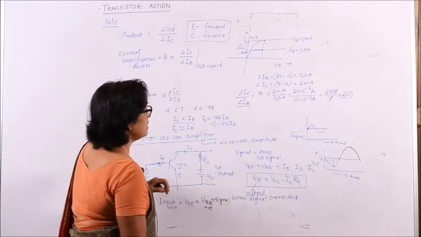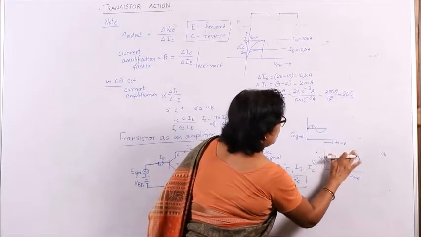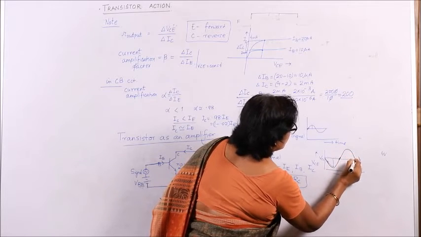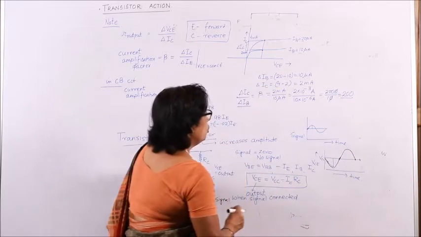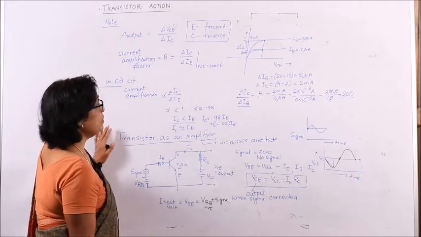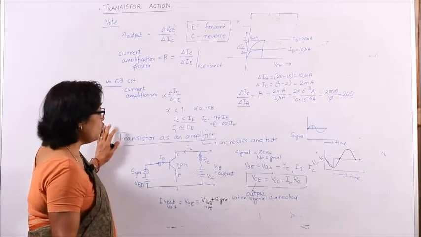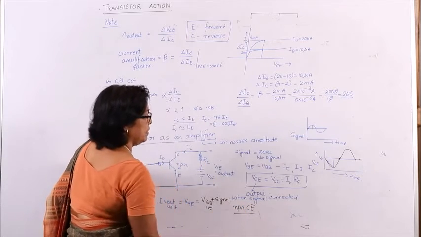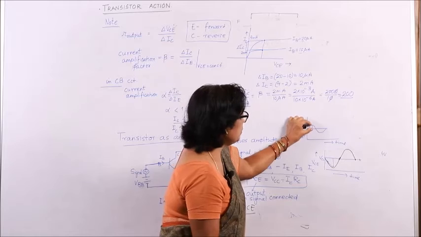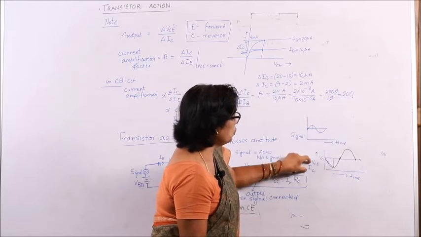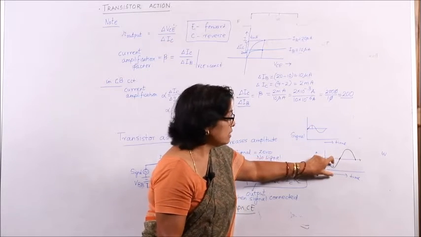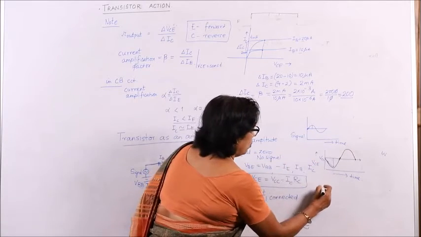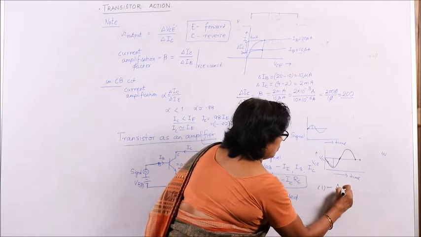So, for this entire cycle, I am not drawing up to scale, this is a large value. So, what we find is that in case of an NPN transistor in common emitter mode, when the signal varies by a small amount, the output or collector emitter voltage varies by a large amount. That is the amplification.